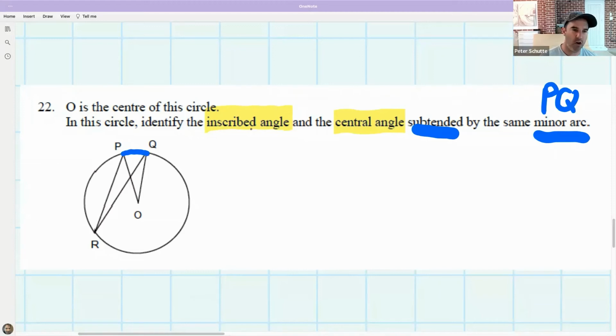I want you now to ask yourself, can you find the angle? What is the angle at the circumference? That's what this means. And what is the angle at the center? Can you write that down in the chat?